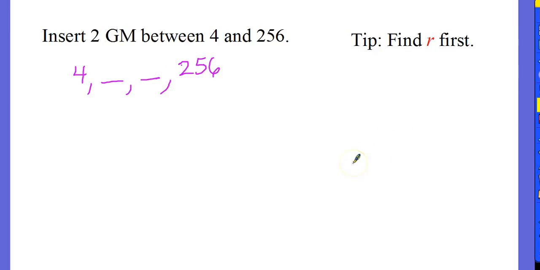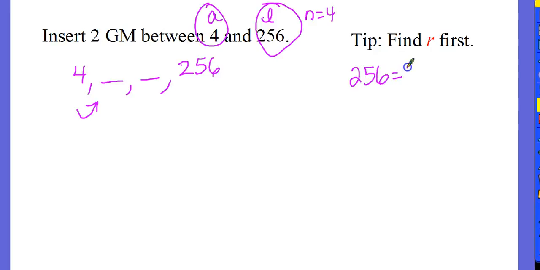Okay, so we're going to insert two geometric means between 4 and 256. So 4 was going to represent our A. 256 is going to represent our L. And here's what we need. And actually, how many terms are in our little sequence here? So we know that, and we know that. But what we need is, what are we multiplying 4 by to get to the next number? We need the R. So we just solve for R.